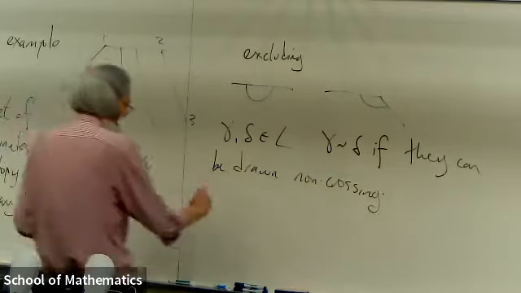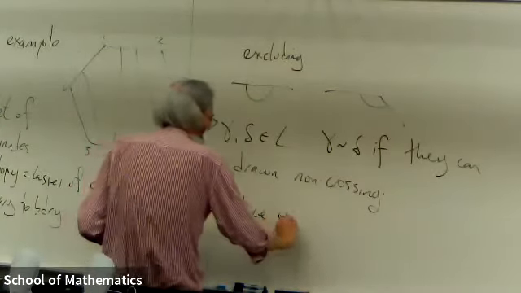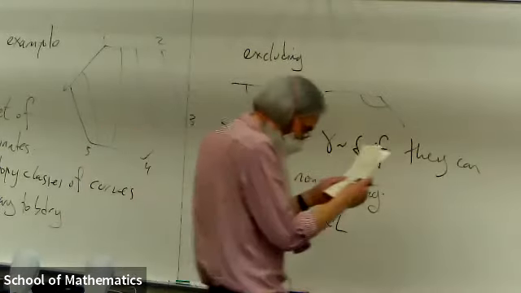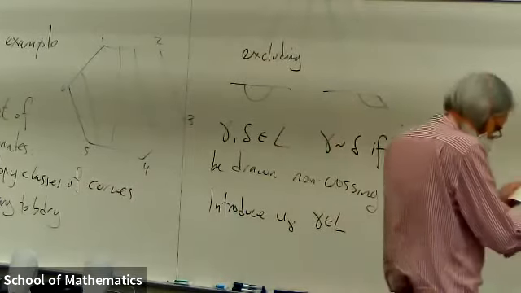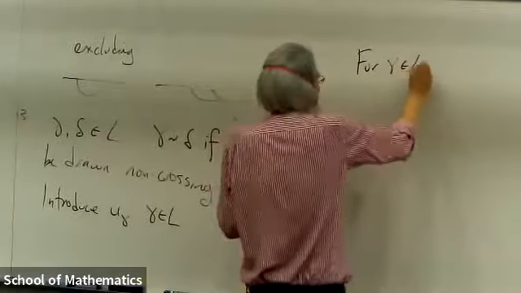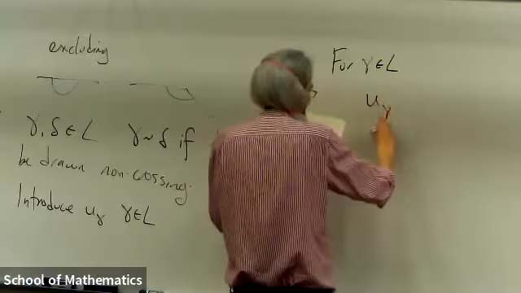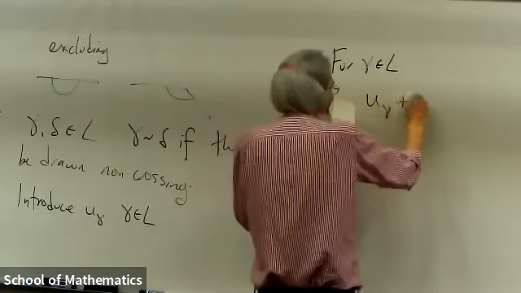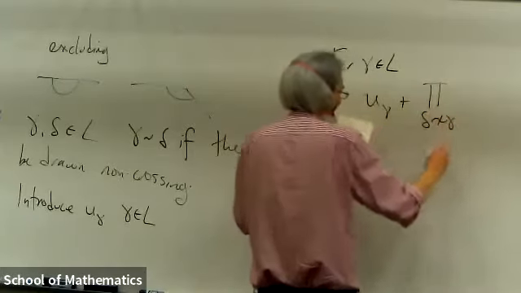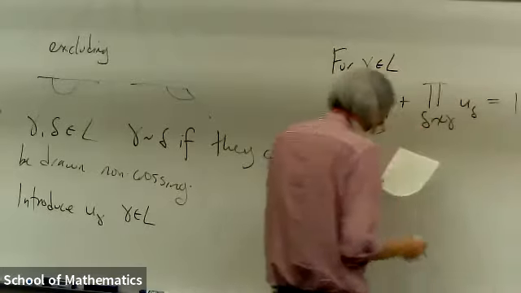And I'm going to introduce some variables. So a variable u gamma for each gamma in L. And then I'm going to write down some crazy system of equations. So for each gamma, I'm going to consider this equation: u gamma plus the product over all the deltas that aren't compatible with gamma of u delta equals one.